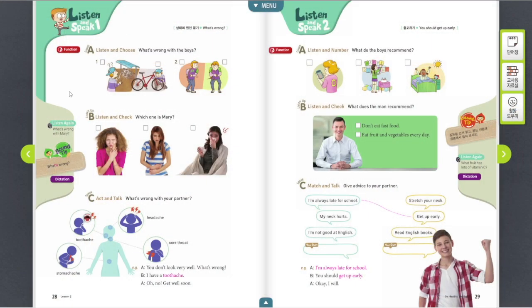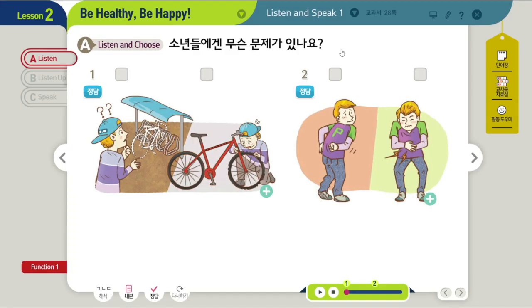On page 28, listen and speak 1. At the top, part A, listen and choose. What's wrong with the boys? There are 2 questions. The first question shows a boy looking for his bike. Also, a boy fixing his bike. The second question, the boy's back hurts and the boy's stomach hurts. Let's listen to both dialogues and find the answers.